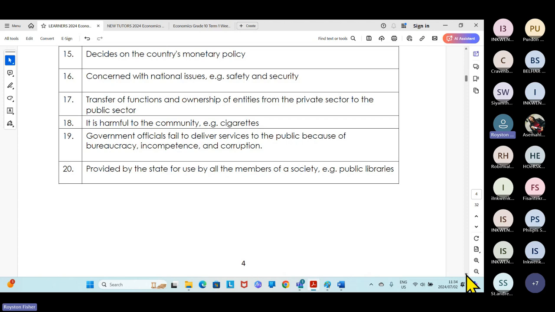Right. Number 20. Provided by the state for the use by all members of society, for example, public libraries. And that is, someone said it earlier on here, Buren, public goods. And services, you're correct. That is the answer, public goods. St. Andrews also said public goods, you're correct.